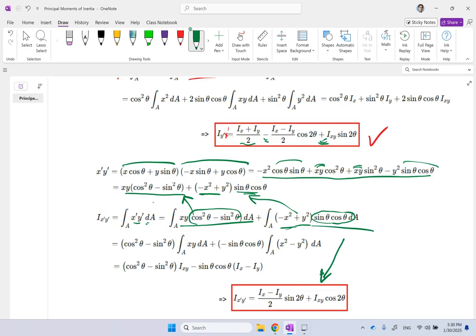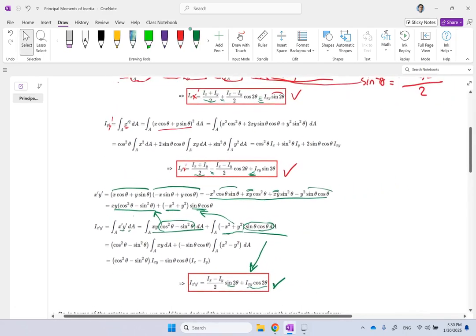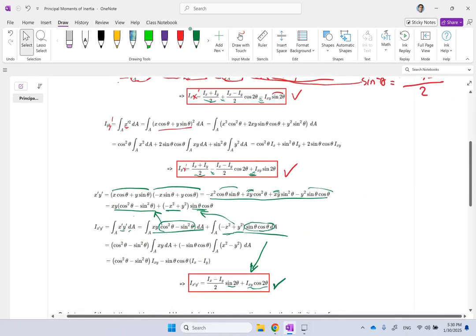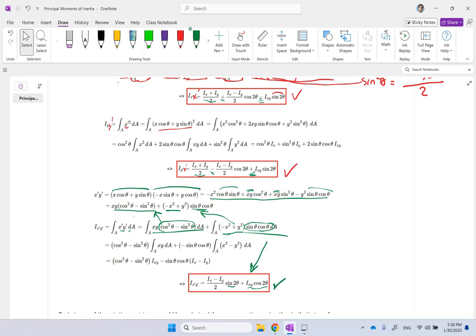Your product term is just the subtraction term, the difference divided by 2, times sine 2 theta, plus the product term times cosine 2 theta. There we go. So now with these three formulas, I could find all of the three second moments in this rotated system. Now, what is the principle?